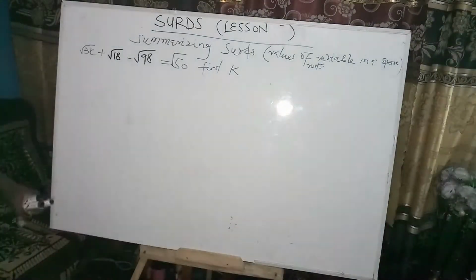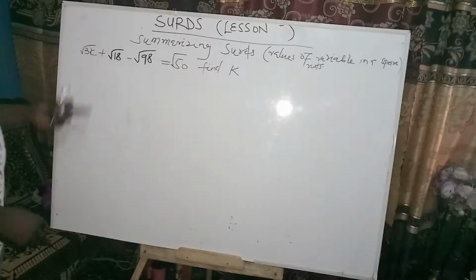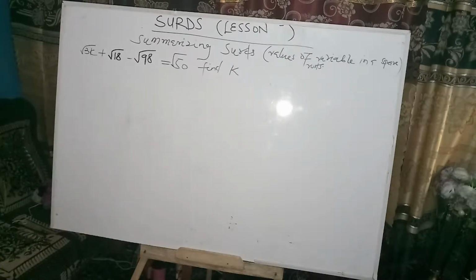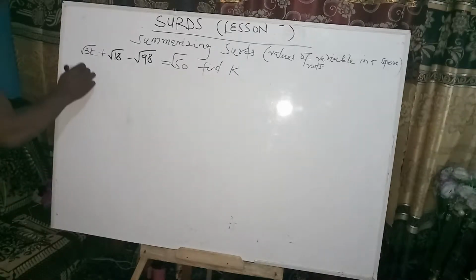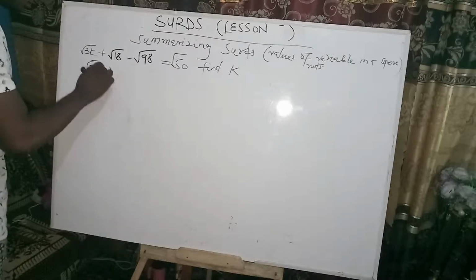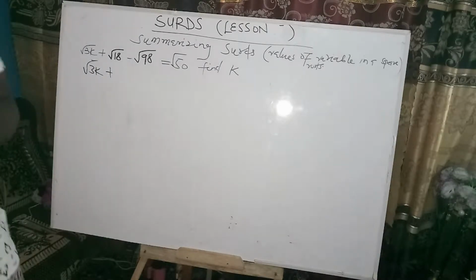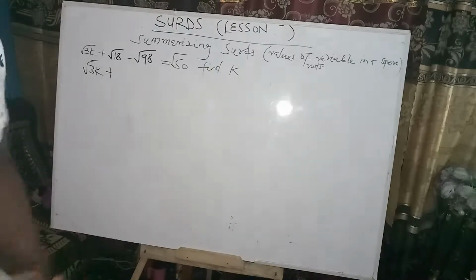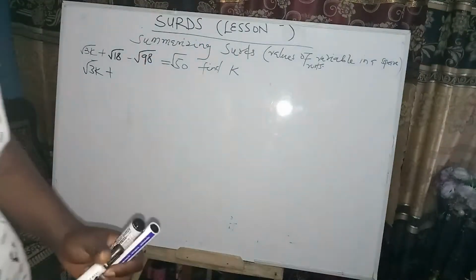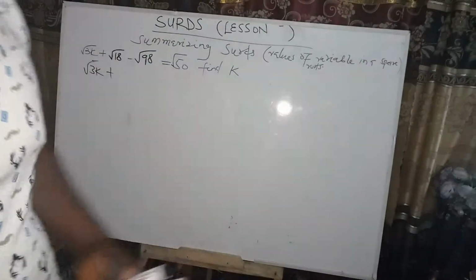So let's begin. When you have a question like this, root of 3k plus root 18 minus root 98 equals root 50, let us still maintain the root of 3k. I said something in the previous video: if you have root 18, you need to get the perfect square side of it and a non-perfect square side of it.